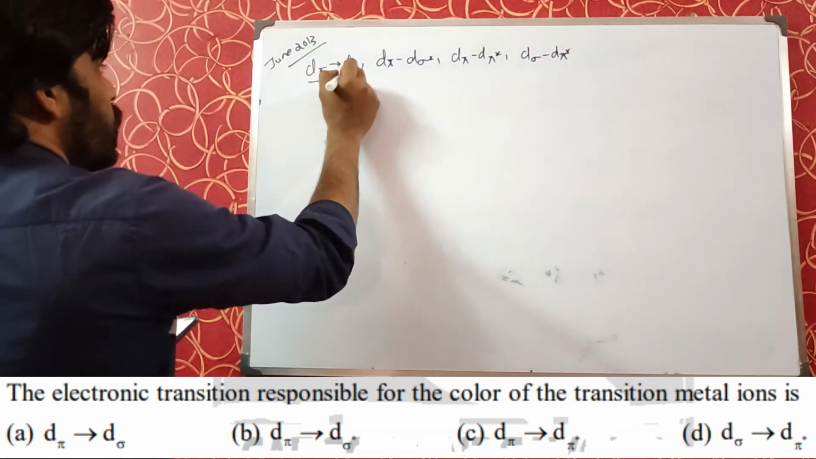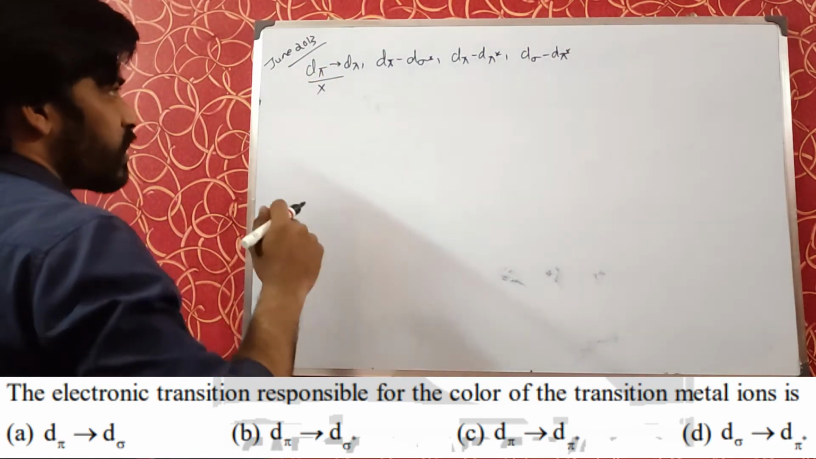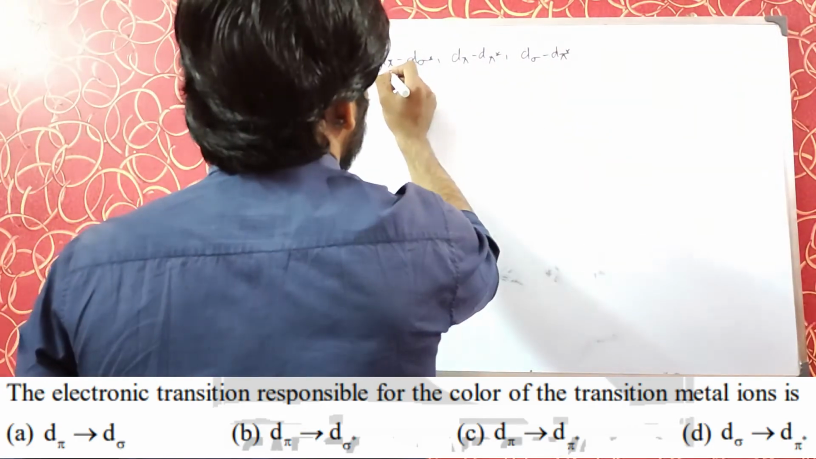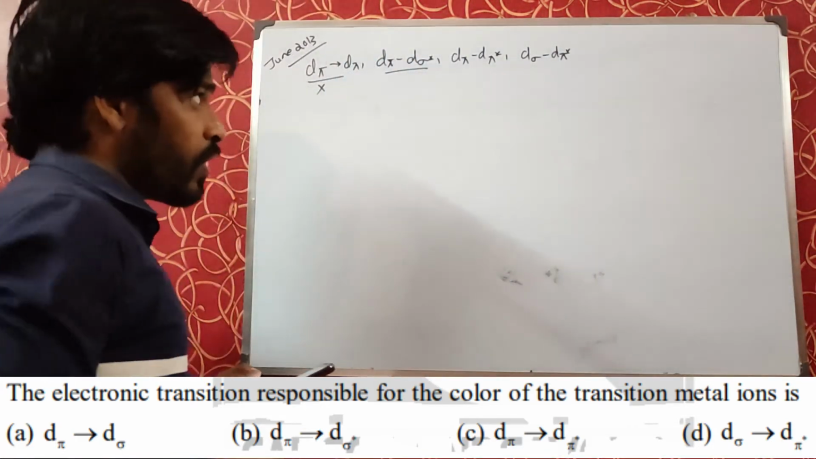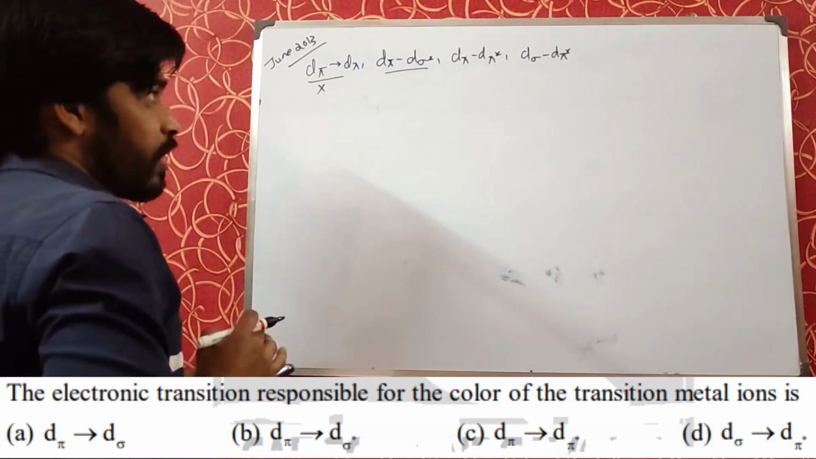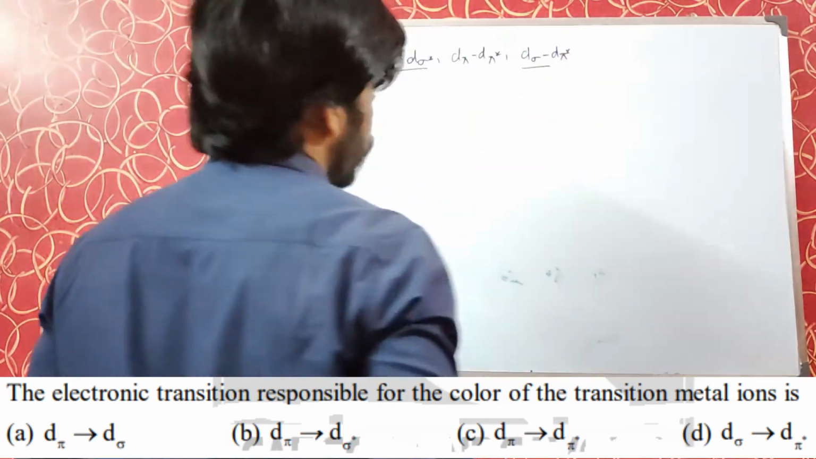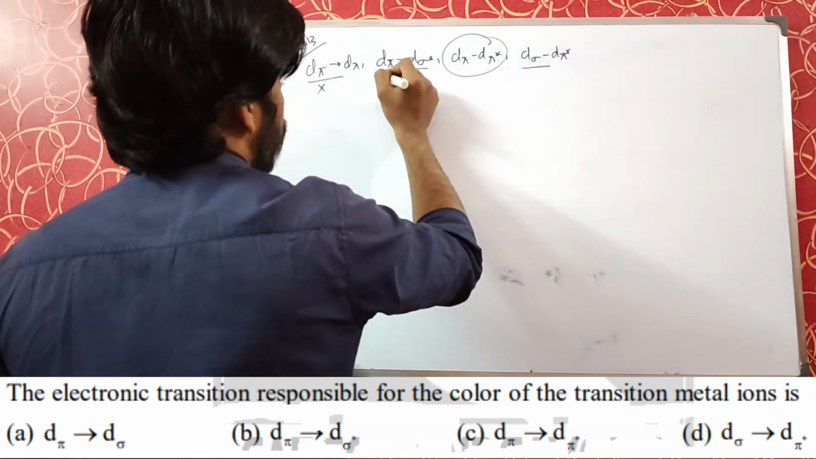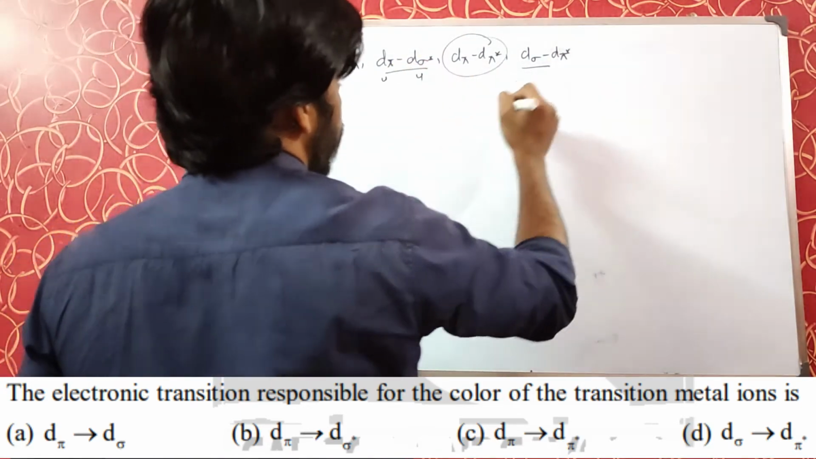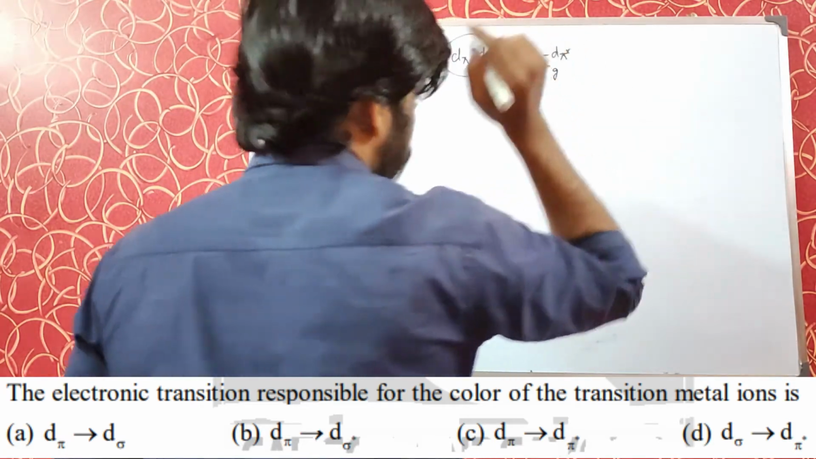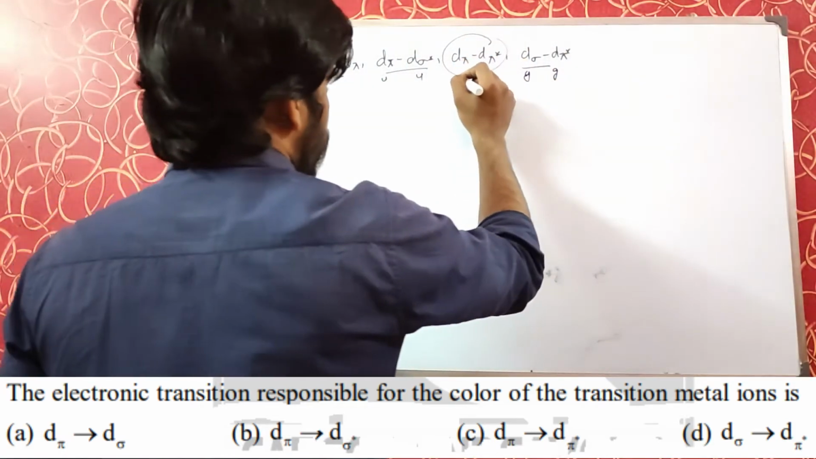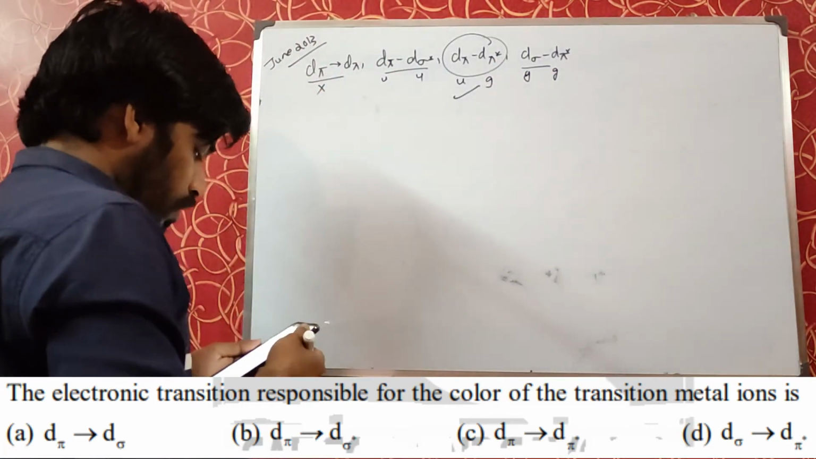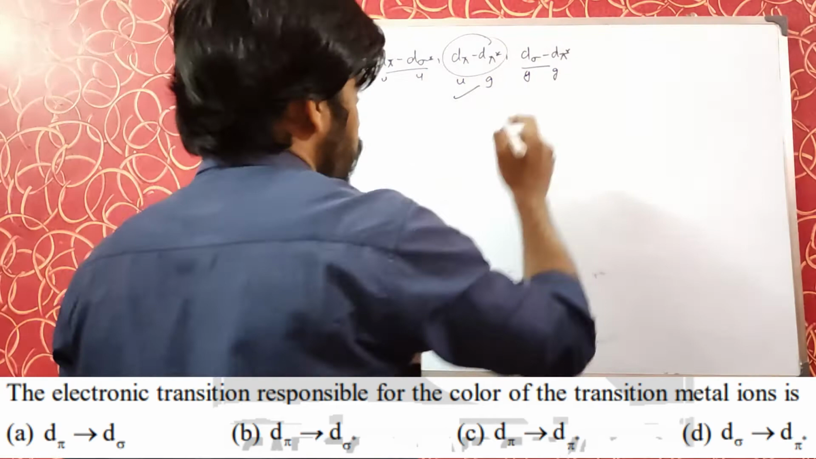Now d pi to d pi is not going to happen because they have the same symmetry with respect to center of symmetry. d pi to d sigma star is a very high energy transition which will not fall in the UV visible range. The same goes for d sigma to d pi star. At the same time, this is ungerade, this is ungerade, this is gerade, this is gerade. They are not allowed. d pi to d pi star is ungerade to gerade, and they are going to be allowed and they are going to be colored. So that is given in option number C.